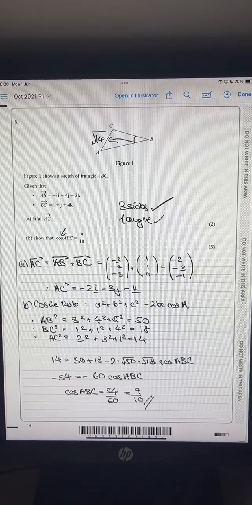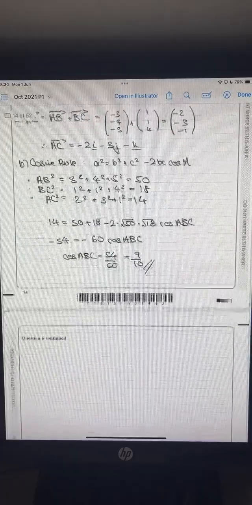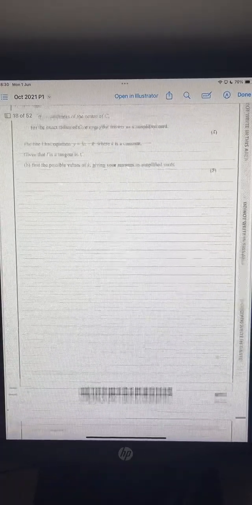Awesome. Hopefully this is making sense to everyone. We are going through this paper at a pretty good rate. We're almost halfway through. So moving on to question 7.